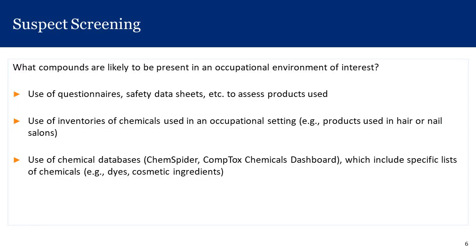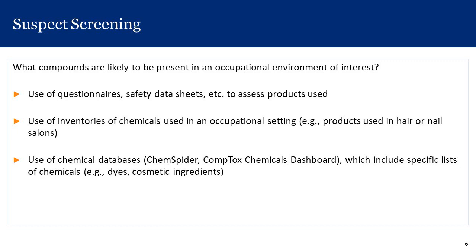And then on the other side, when we think about suspect screening, as I mentioned, this is typically where we look for compounds that might be expected to be present, for example, in occupational environments. And one way of doing this is you can, for example, use questionnaires or safety data sheets to assess all the products that are being used. So as I said, this can be, for example, hair products that are being used in a hair salon, or all the chemicals that are used in a chemical production facility. This can also comprise the use of inventories of chemicals that are used. So for example, again, products used in hair or nail salons, through, for example, material safety data sheets, which is very common, for example, in laboratory settings.